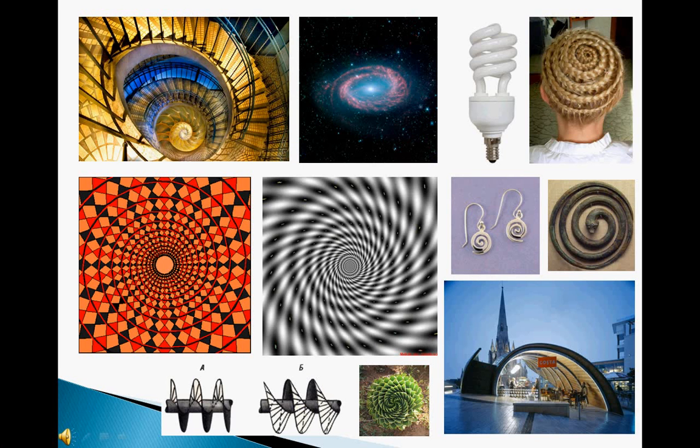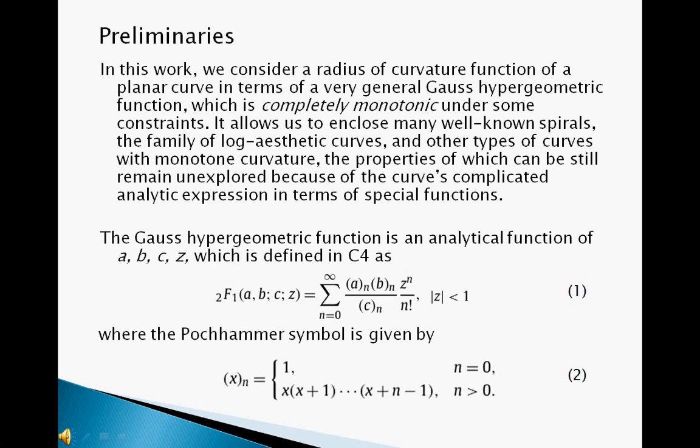This slide shows some applications of spirals. In this paper, we consider a radius of curvature function of a planar curve in terms of a very general Gauss hypergeometric function which is completely monotonic, under some constraints.